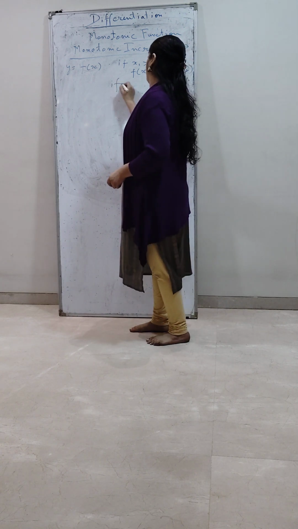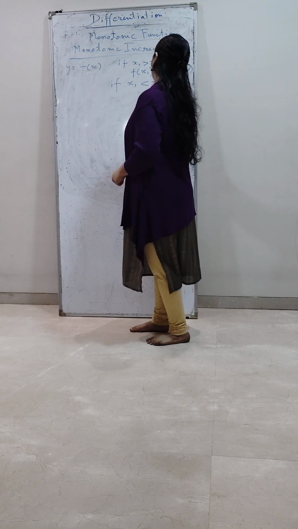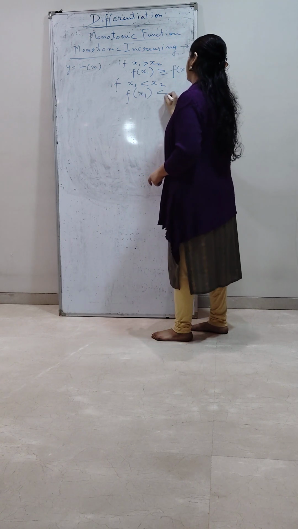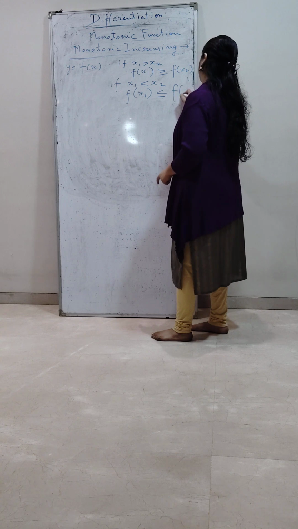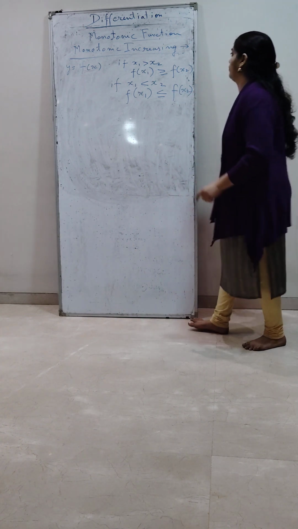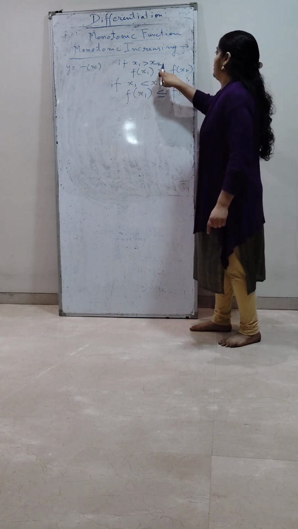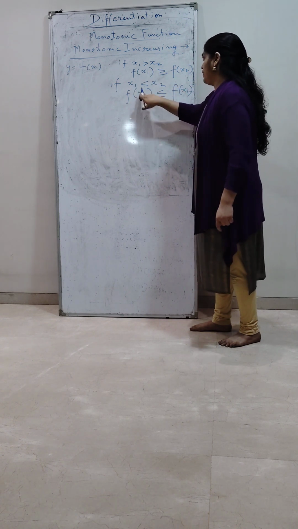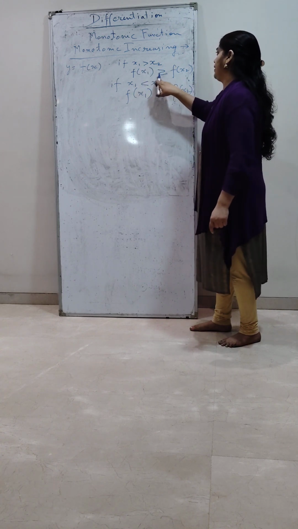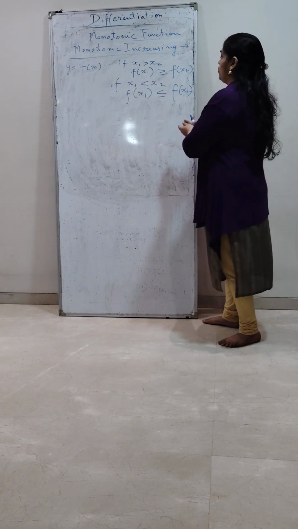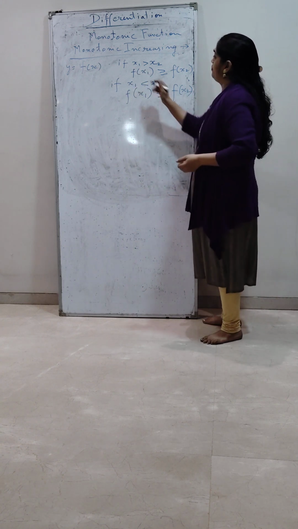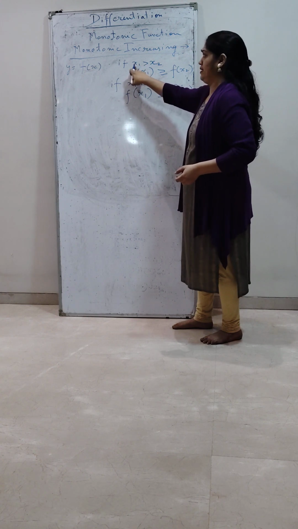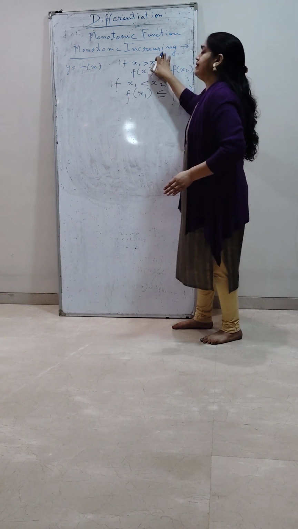If x1 is less than x2, then f(x1) is also less than or maybe equal to f(x2). Meaning if x1 is less, then f(x1) will also be less. If x1 is greater, then f(x1) will also be greater. So f(x) is just proportional to the value of x here. This is monotonic increasing.